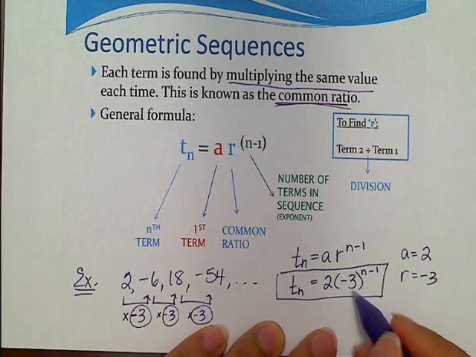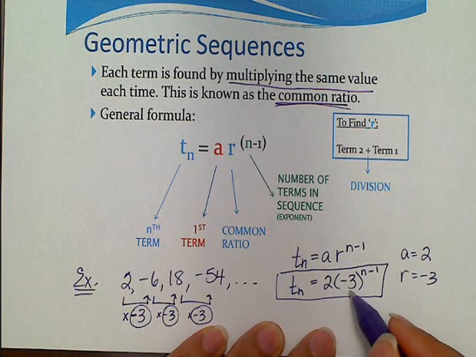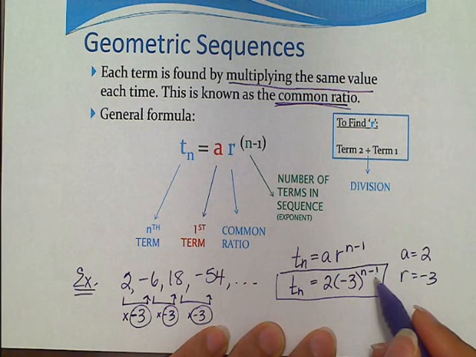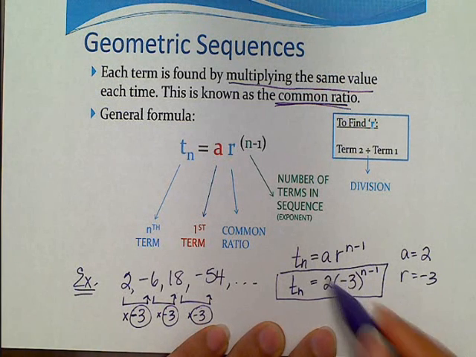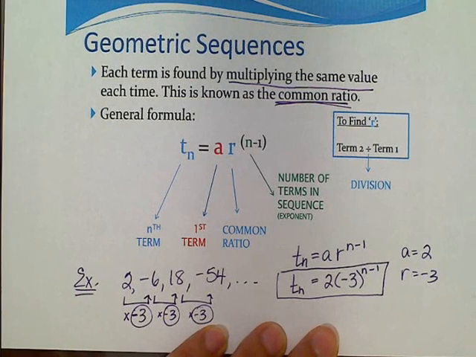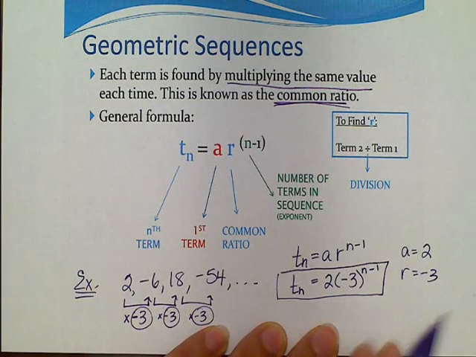Please be careful. When you are looking at a geometric sequence like this, you cannot multiply 2 times negative 3. And that's because the negative 3 has an exponent applied to it first, which you would need to evaluate before you multiply it by 2. Remember, your order of operations still apply here.